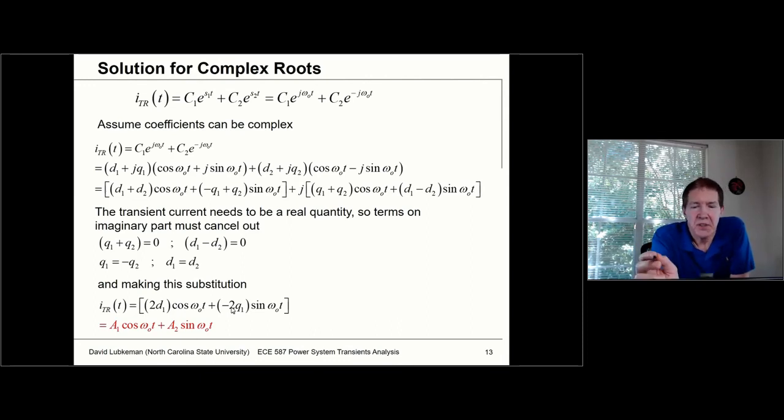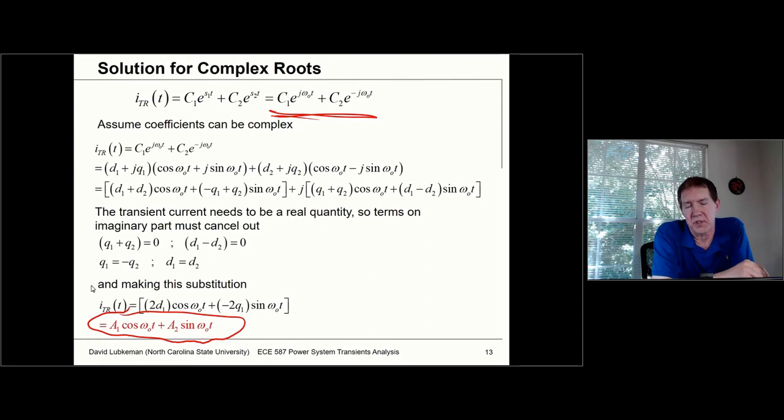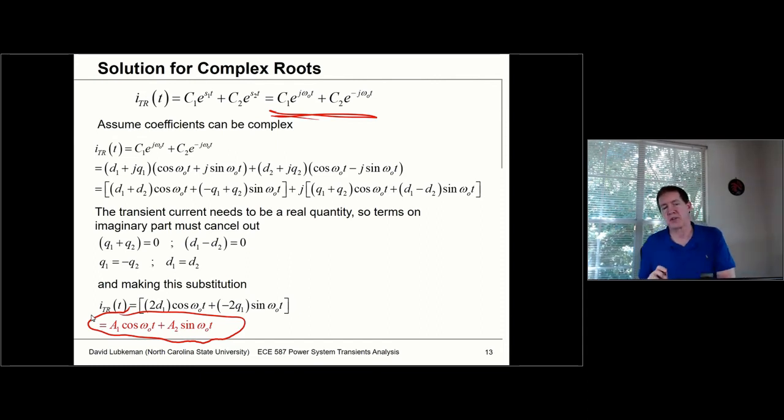But in the end, you can take this expression for the current in terms of exponential terms and convert it to the sum of sine and cosine terms that are 90 degrees in quadrature with each other. So the transient current is going to map to a1 times cosine omega naught t plus a2 sine omega naught t, where omega naught is the natural ringing frequency. You don't need to prove this each time; you just assume it as a given when you're working these problems.